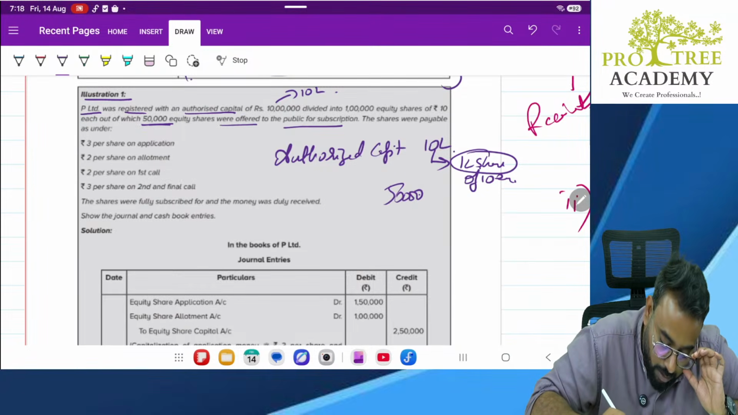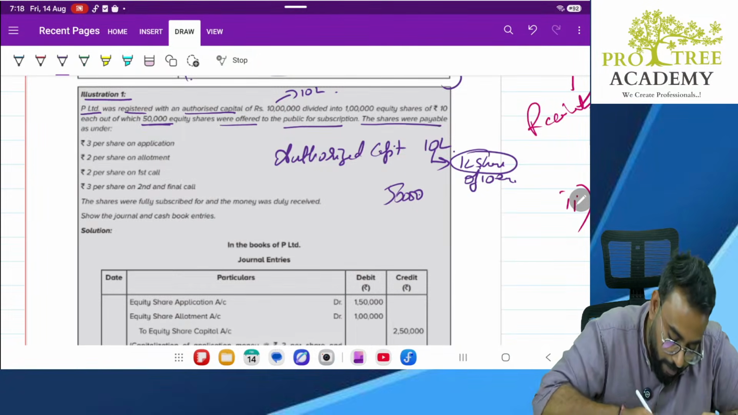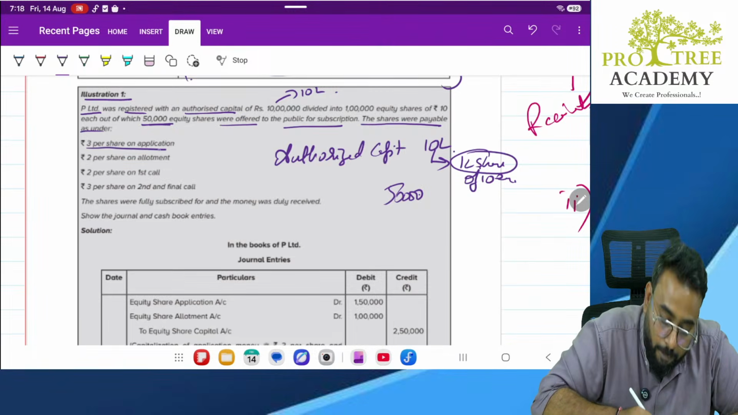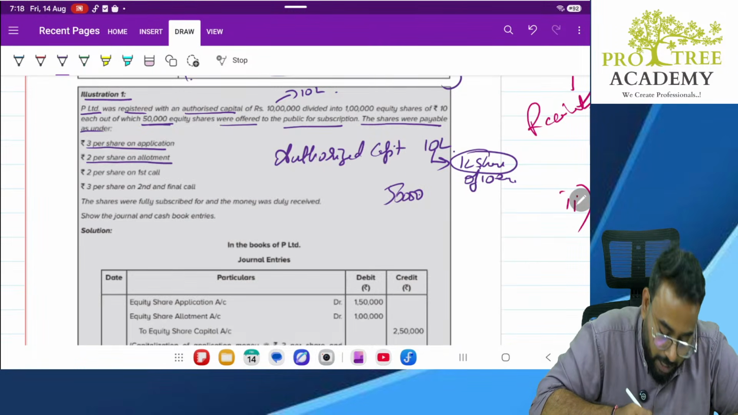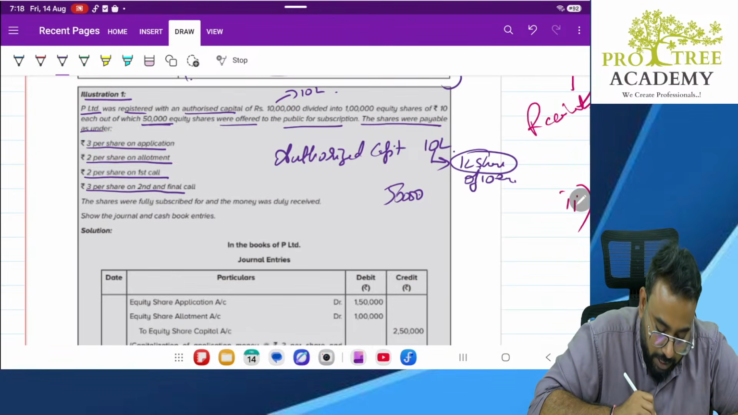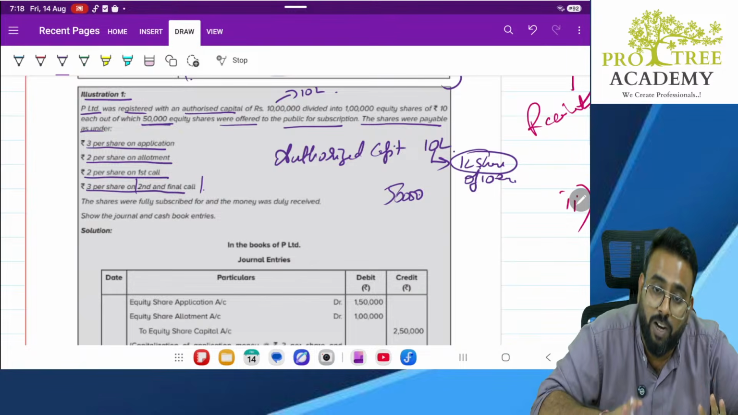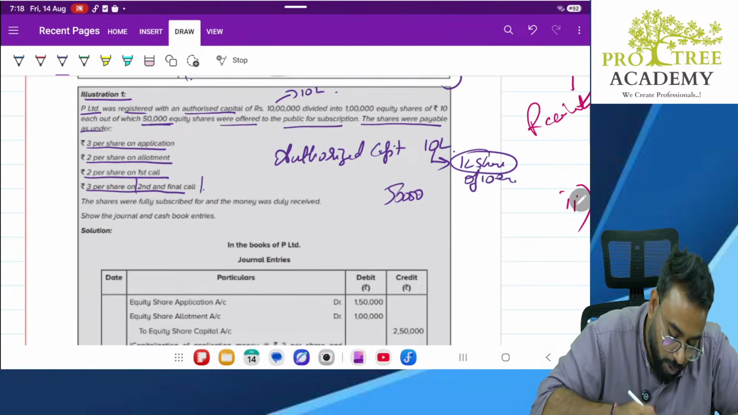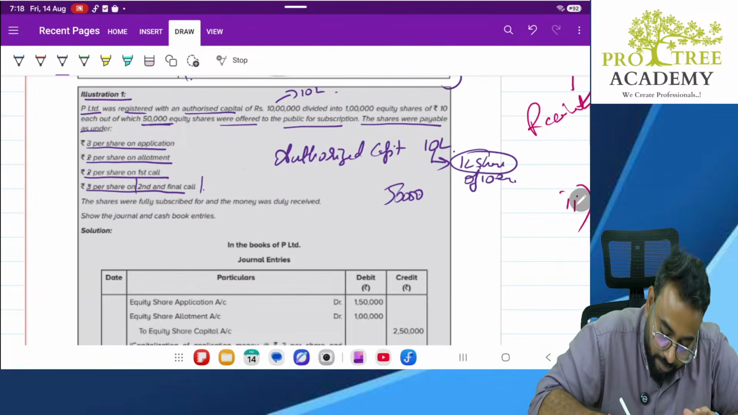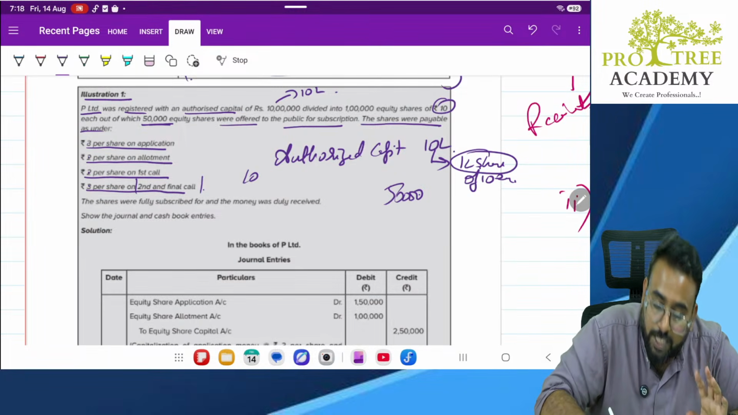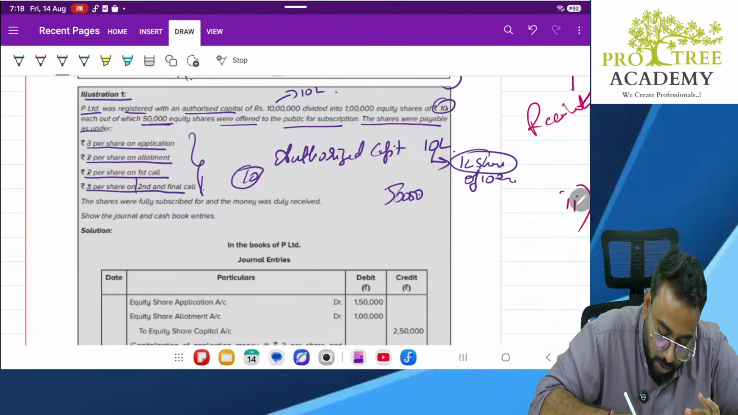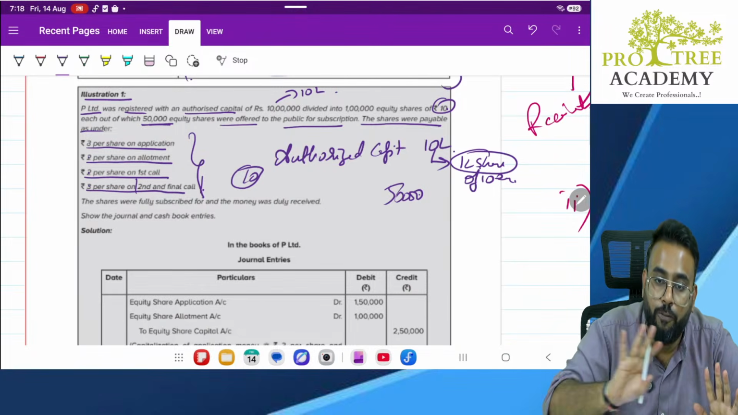Clear? Then the shares were payable as under: 3 rupees per share on application, 2 rupees per share on allotment, 2 rupees per share on first call, 3 rupees per share on second and final call. So the second call itself is the final call. So what is the total? 3 plus 2 is 5, 5 plus 2 is 7, 7 plus 3 is 10. So the face value is also 10, the issue price is also 10. So there is no concept of premium.